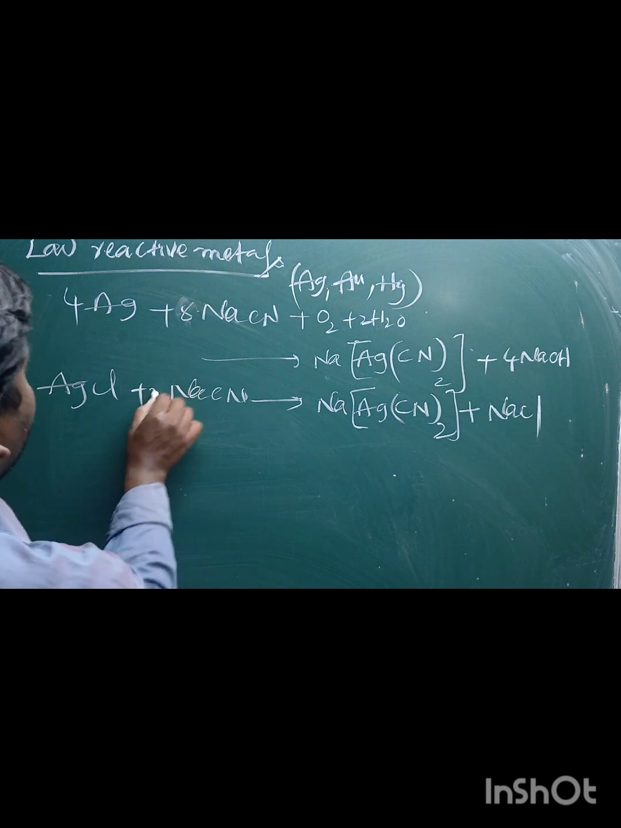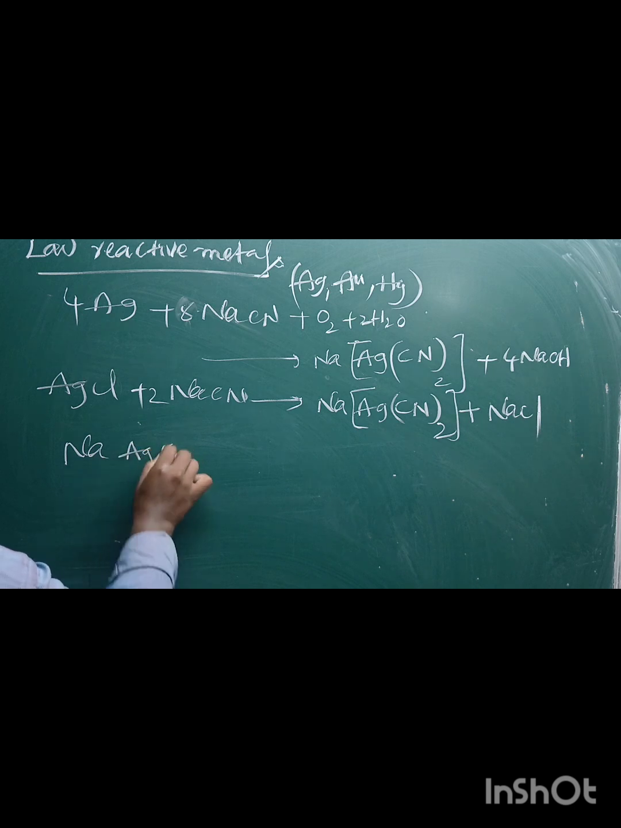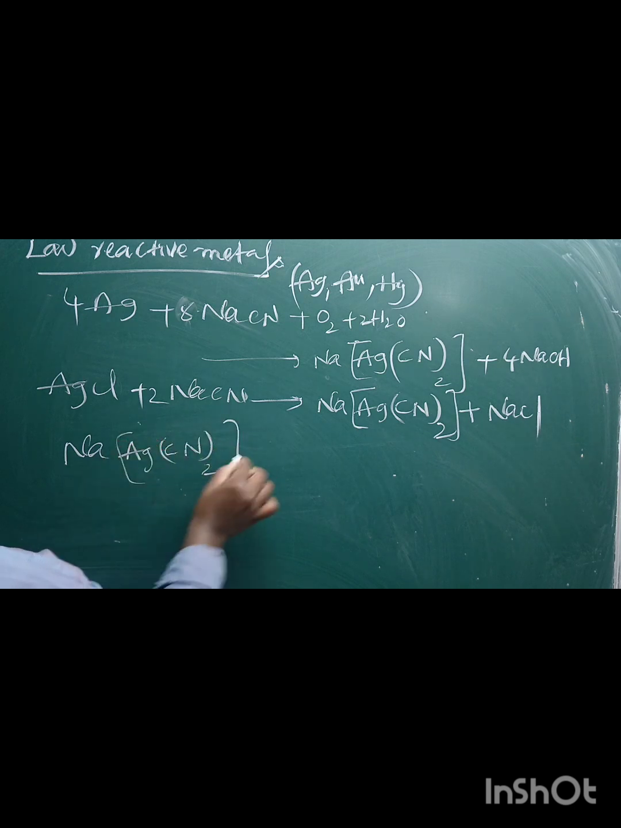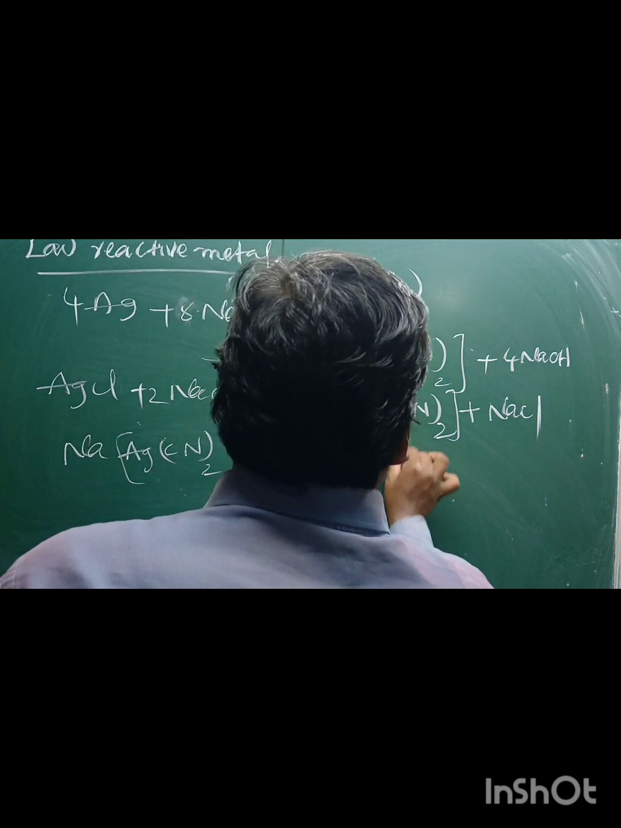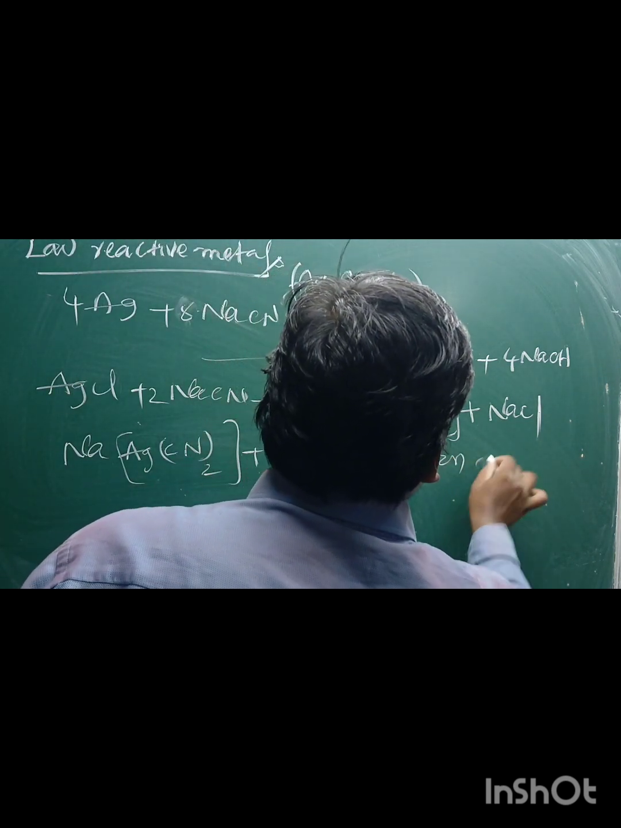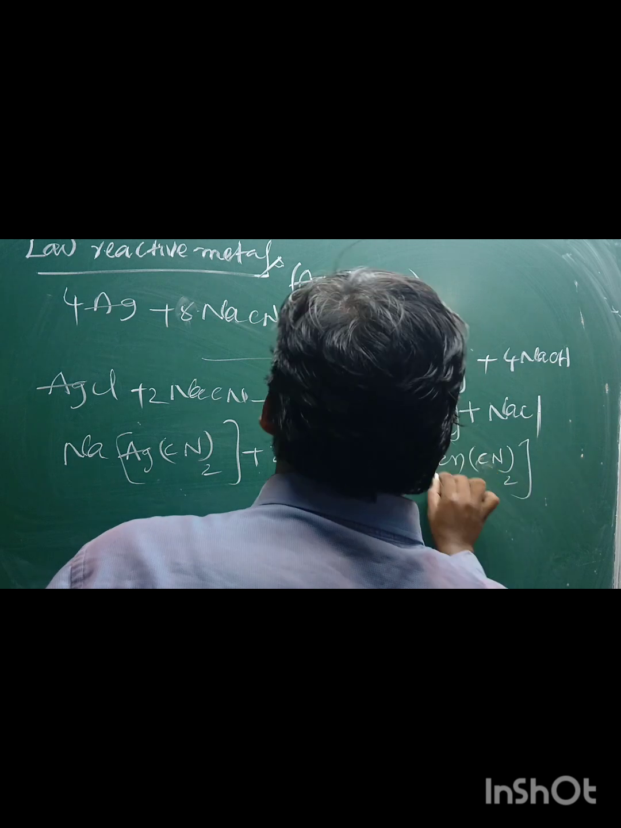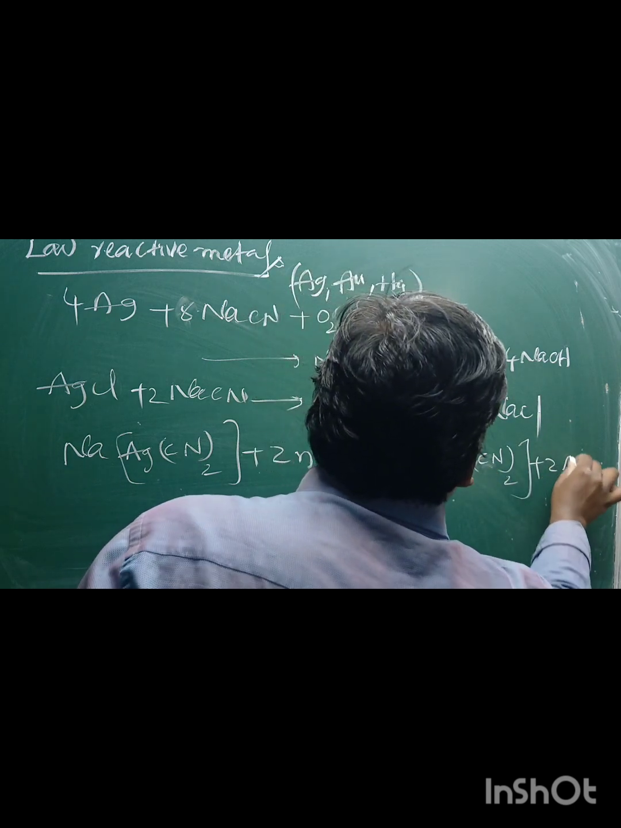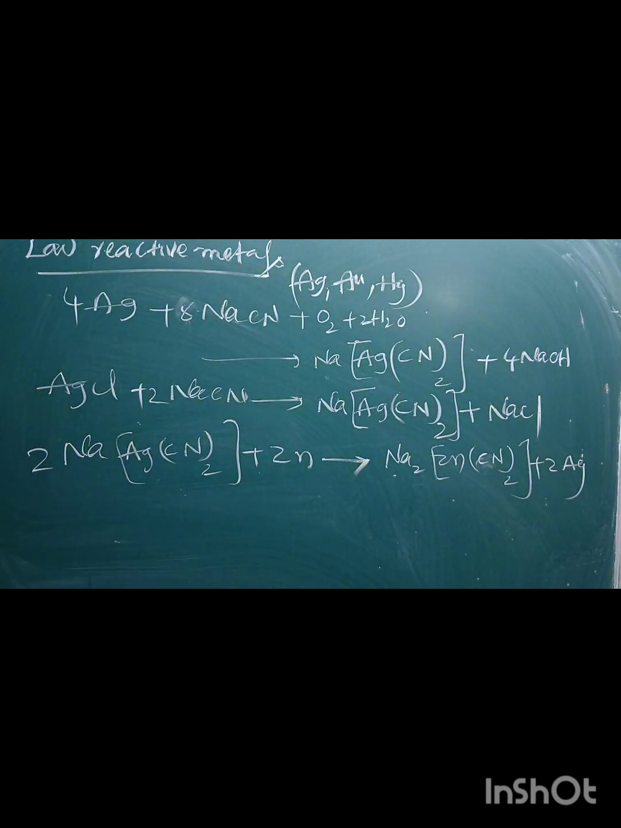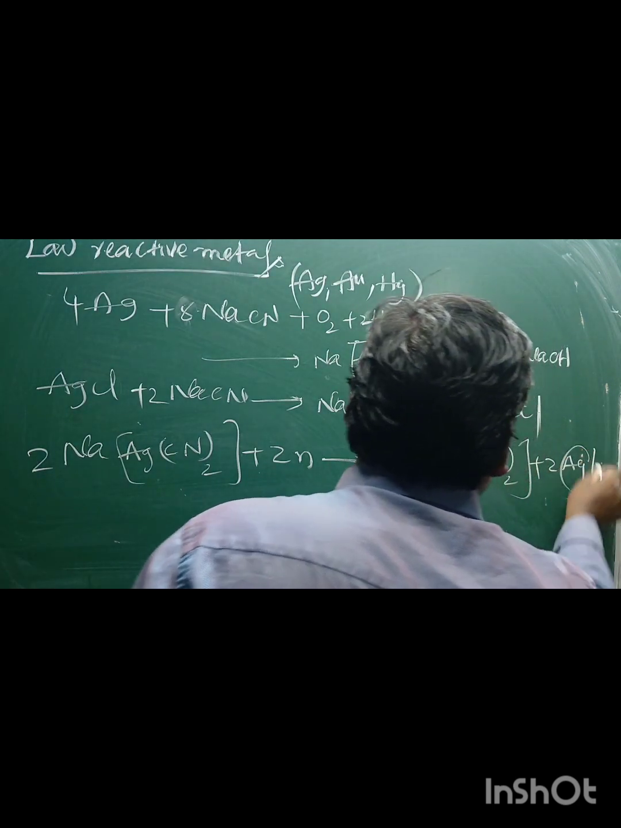In this, sodium argentocyanide is reacted with the zinc metal to form sodium zincate cyanate. That means Na2Zn(CN)4 and 2 Ag. This is the extraction of silver metal.